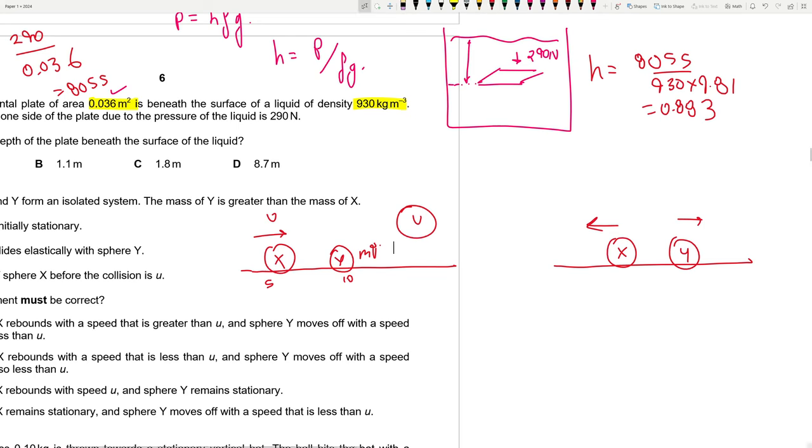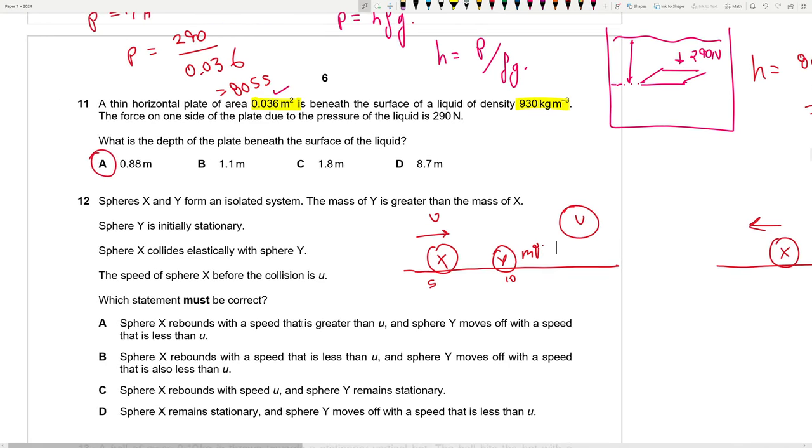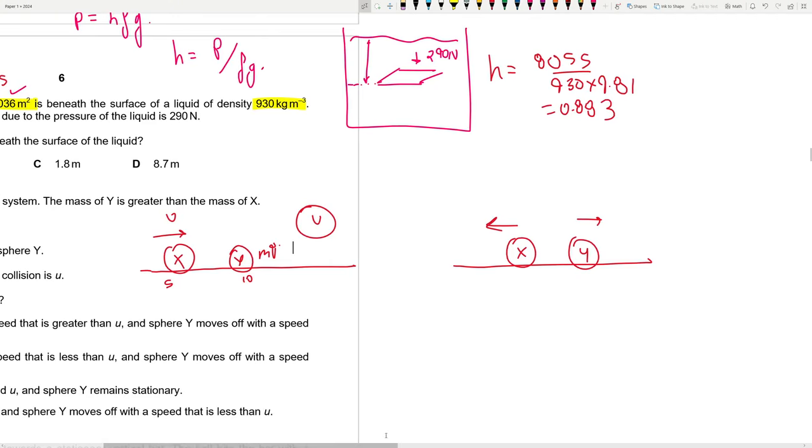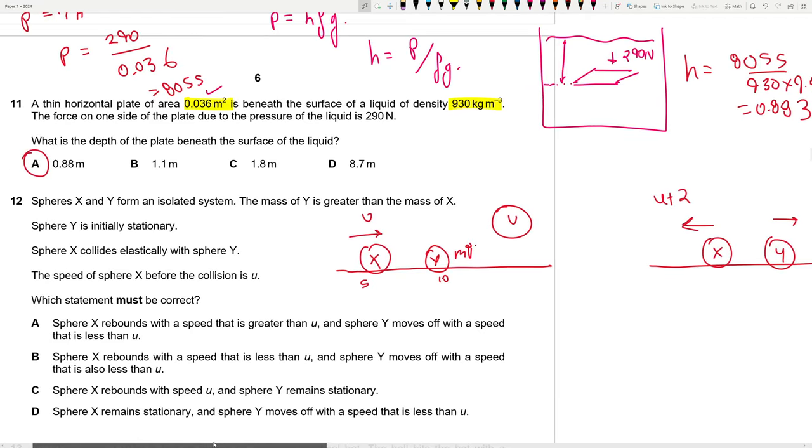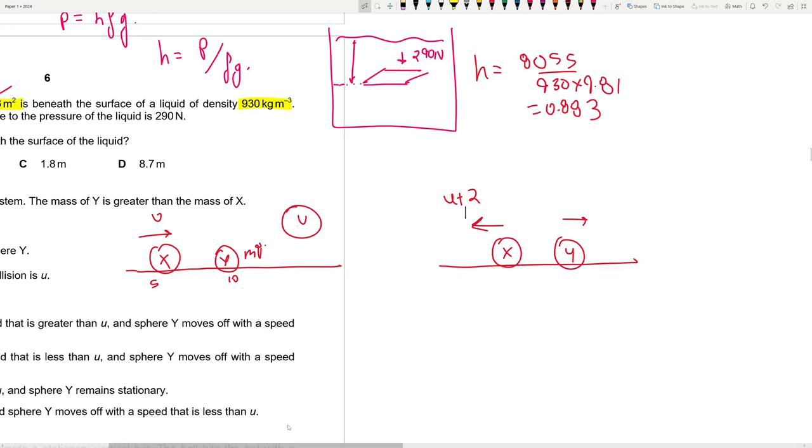So look at the first statement. Why is it wrong? They say X moves with a speed that is greater than u, which is u plus 2, and Y moves off with a speed that is less than u, which might be u minus 2. Now if you add this up, u plus 2 plus u minus 2, you end up with 2u. So the relative speed of approach is not equal to the relative speed of separation. That's why it's wrong.